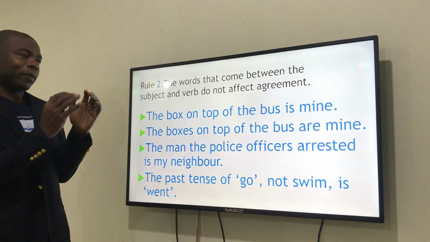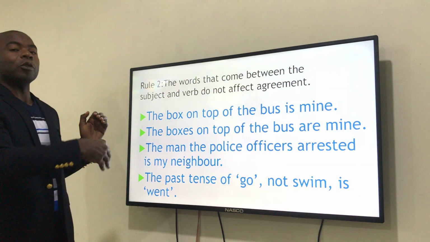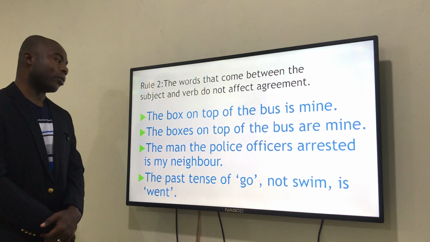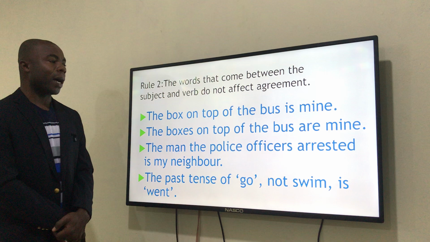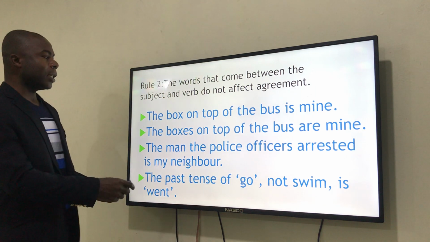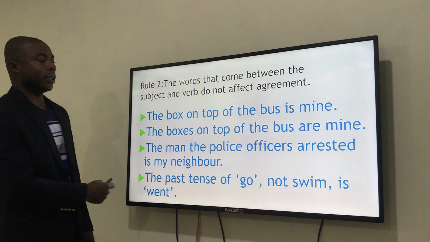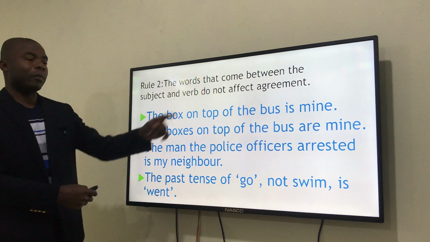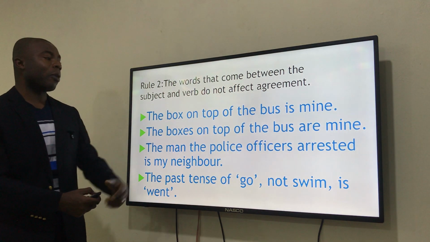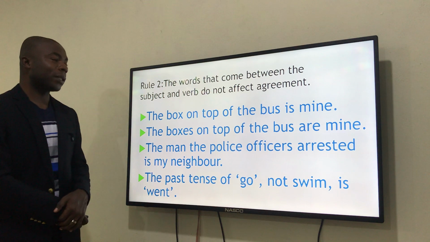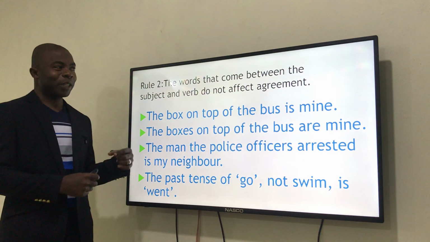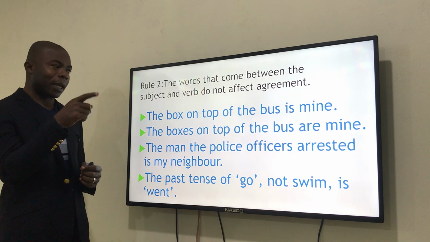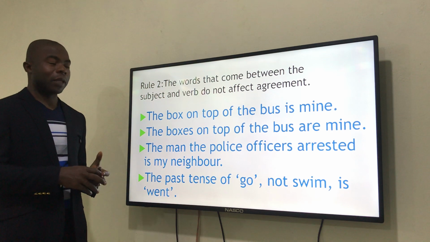So if the subject is plural, regardless of the words that come between it and the verb, the verb will be plural. So, the box on top of the bus is mine. What comes between this is what? On top of the bus. It comes between the box, which is singular, and the verb, which is. So if you take away on top of the bus, the sentence will read, the box is mine. So one of the ways to see it is just to cover or remove from your mind what comes between the subject and the verb, and it becomes easy. So this is a very simple sentence.